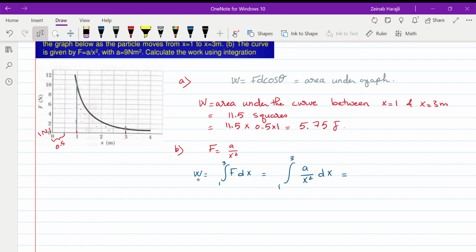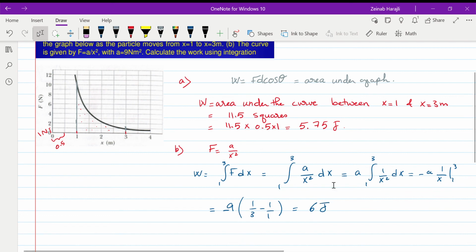And this will give us the integral of 1 over x squared with the constant taken outside, and the integral of 1 over x squared, we know, is minus 1 over x. So this gives us minus a times 1 over x going from 1 to 3 meters. Now a is given in the question to be equal to 9, so all we have to do is substitute the values for x, and if we calculate this, we're going to get 6 joules. So this is precisely the value of the work.